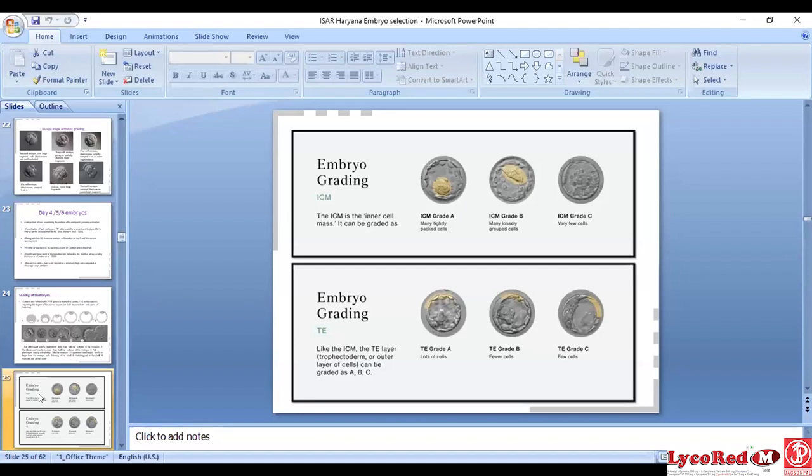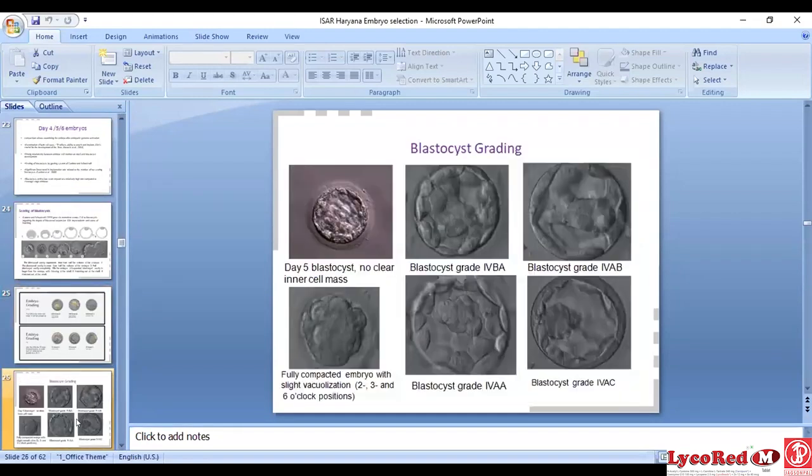For grade A, the inner cell mass should be tightly packed. Grade B, it should be loosely packed, and grade C, very few cells are observed in the inner cell mass. Whereas for the trophectoderm, if it completes the periphery and many cells are there, then that blastocyst is graded as grade 1. So considering that, we have to grade the inner cell mass and we have to grade the trophectoderm. Based on that, we can grade the developing blastocyst. So these are a few pictures of the blastocyst based on the ICM and the trophectoderm.